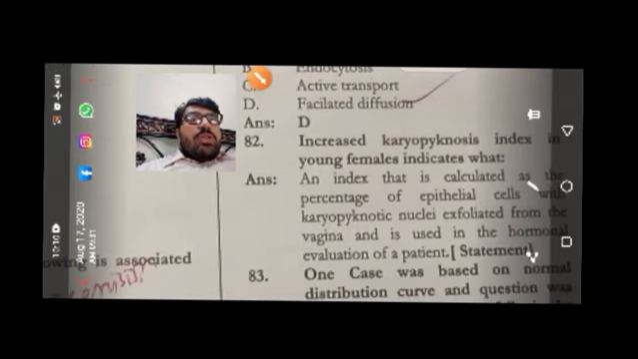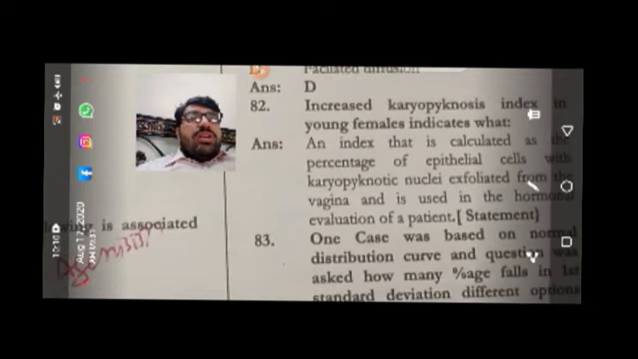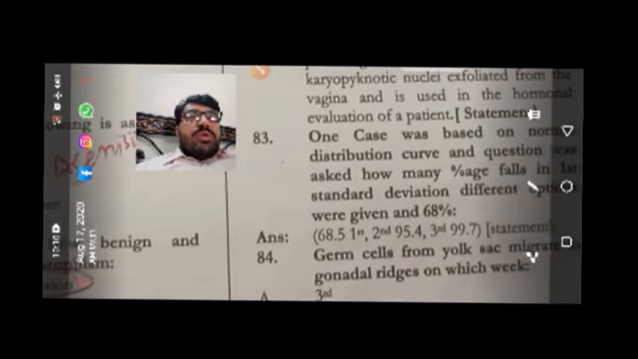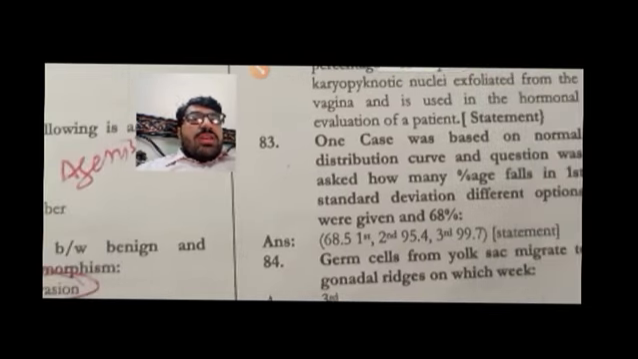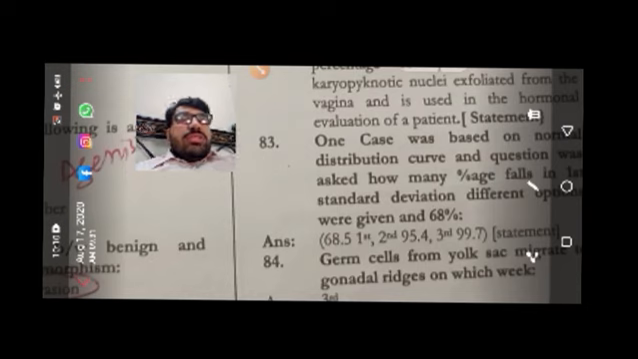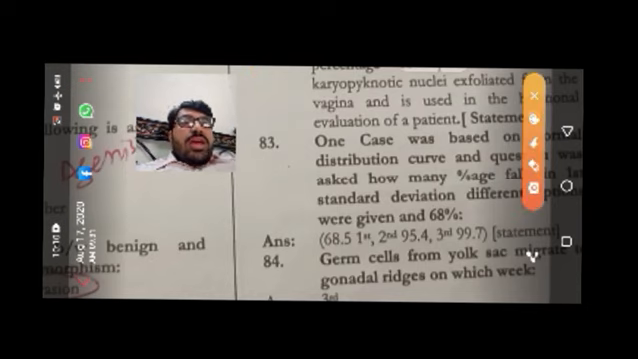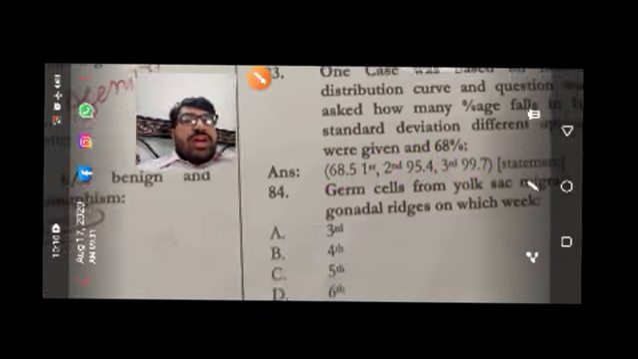Increased karyokinesis index in young people indicates what? So this is a statement and this is the right statement. One case was based on the normal distribution curve, and the question was asked how many percent fall in the first standard deviation. So the description over here is right. In the first standard deviation, it is 68.5. If second, 95.4. If third, 99.7. So this is the right sequence.